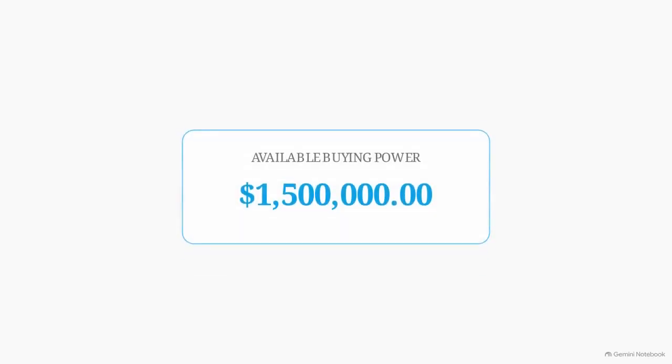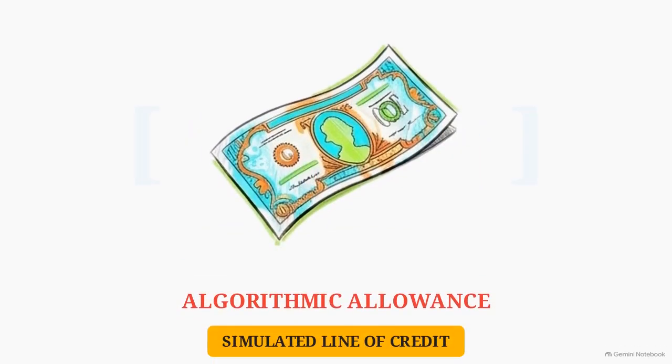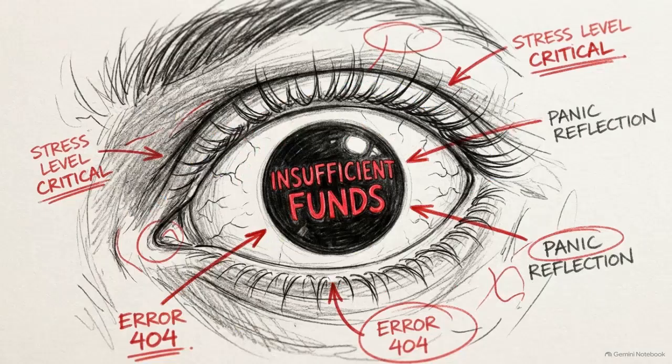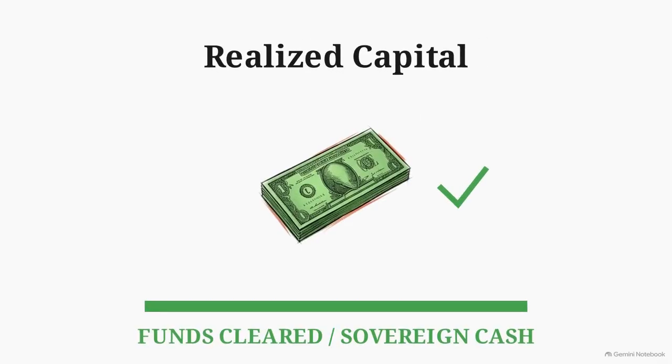But that number is an algorithmic allowance. It is a line of credit granted entirely at the whim of the clearinghouse. Treating this metric as financial security is a mistake. This is capital that exists in theory only, right up until a trade is closed and the funds clear.